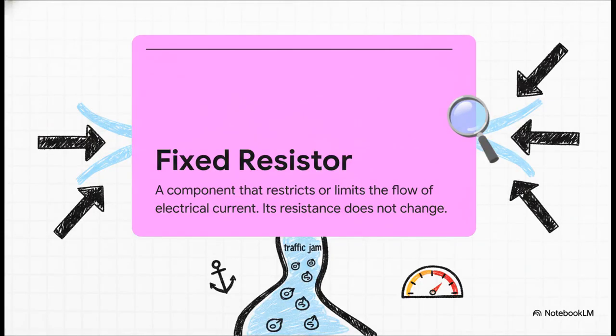And now, meet the resistor. This component is basically a roadblock. It's like a deliberate traffic jam or a really narrow street in our circuit. Its entire job is to slow down the flow of electrons. And that makes it an incredibly important tool for controlling exactly how much electricity goes where.